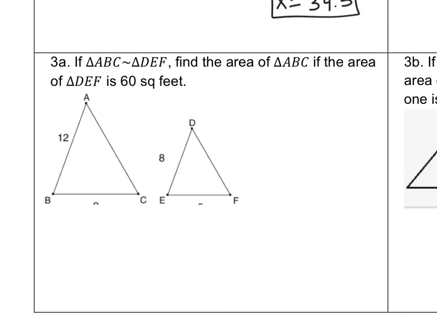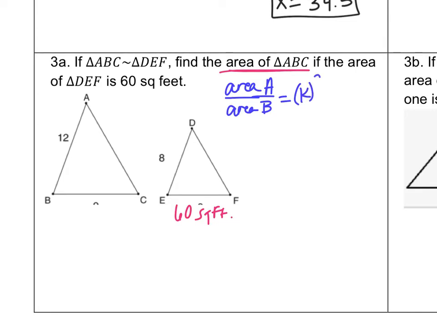So, in the next problem, if ABC is similar to DEF, then we want to find the area of triangle ABC. All right, we're given that DEF is a total of 60 square feet, okay? Thinking back to what we know about proportions and area, we know that the area of one, so we'll just say the area of A over the area of another triangle is equal to the scale factor, we'll call that K squared.